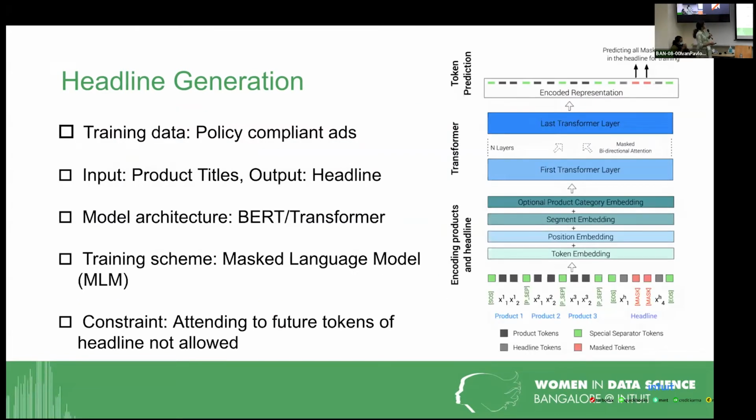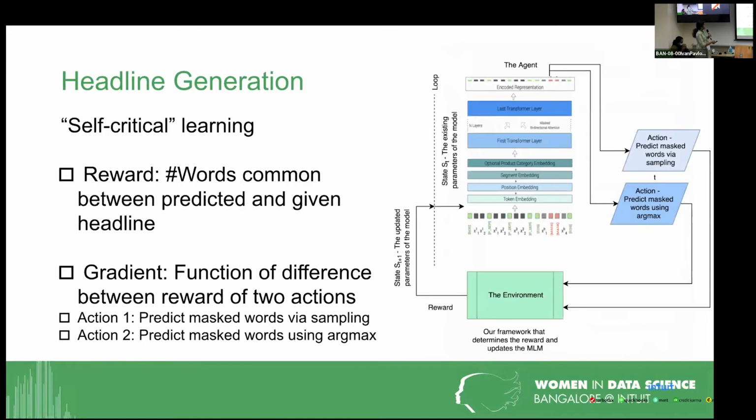So how do we solve this problem? Of course, there's BERT in it. What we do is we take all the policy compliant ads, and then we take the title of each of these products as our input, and our output is the headline. And we have BERT, and then we pose it as a masked language model. But here we are masking only the headline portion of the words. And then we are also restricting, focusing on future headline tokens, because it's more like a generation task, right? So with that constraint, we also add another layer of optimization.